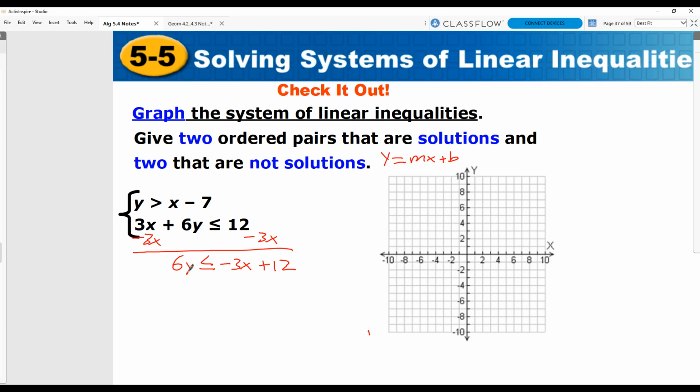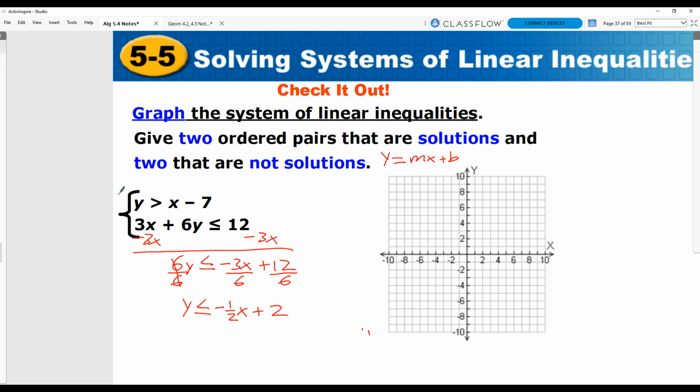Then I need to get rid of this 6. So we're dividing by 6, and then each one of these needs to get divided by 6 also. Okay, so if I do that, that cancels, and you were left with y is less than or equal to, this we're going to write as a fraction, so we have a slope. So this would simplify down to 1 over 2. So we're going to have negative 1 over 2x plus 2. All right, perfect. So I got that one in slope-intercept form. It's ready to go. This one here is ready to go already.